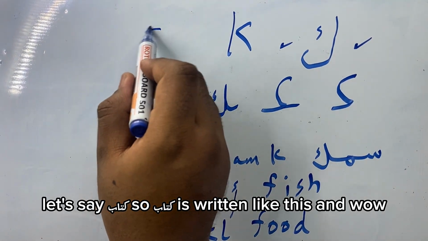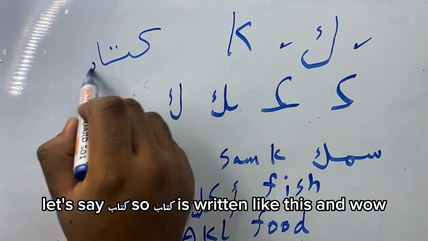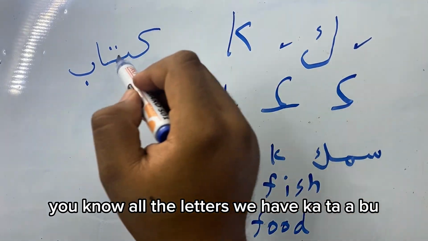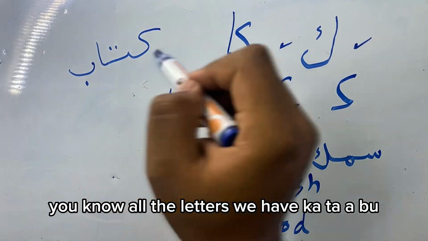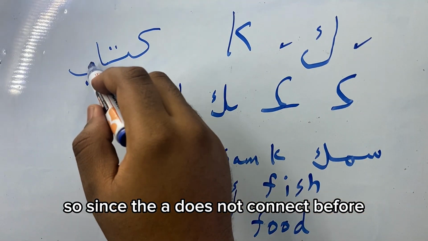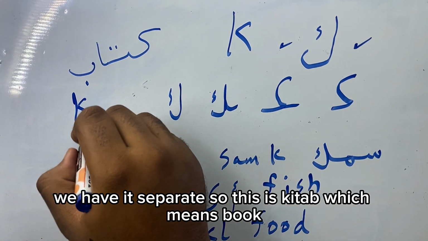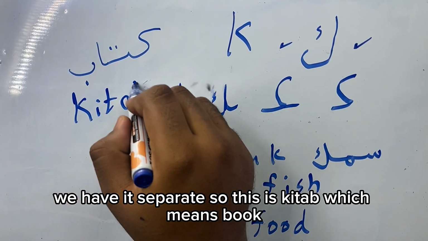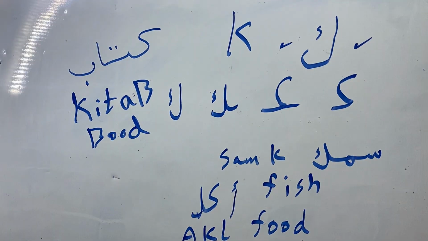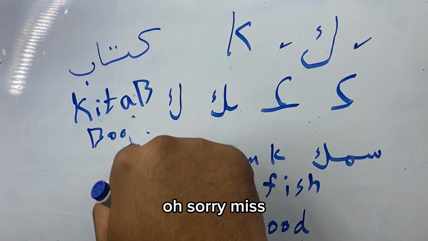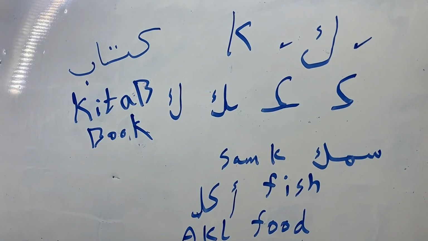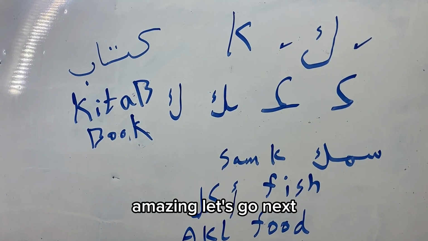And one more example, let's say kitab. So kitab is written like this. And wow, you know all the letters. We have ka, ta, a, b. Since the a does not connect before, we have it separate. So this is kitab, which means book. Amazing. Let's go next.